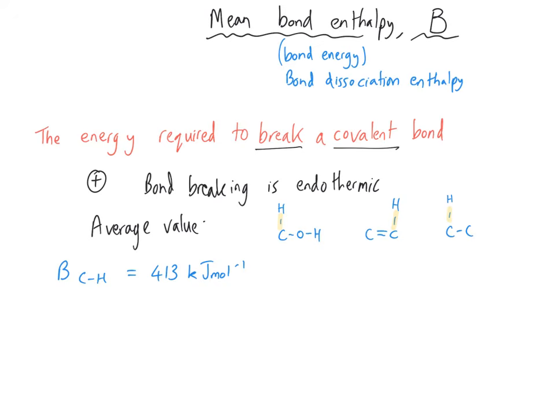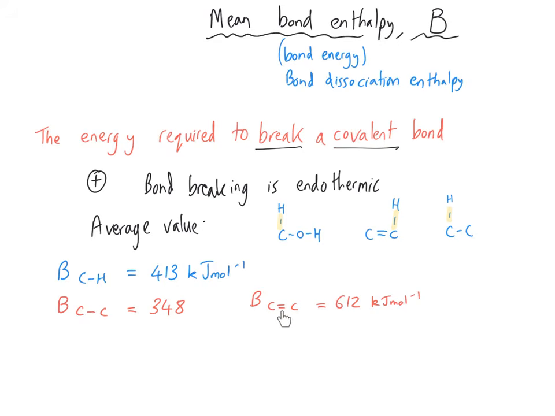And you can see the value here is plus 413 kilojoules per mole. And the strength of the bond will obviously influence the bond energy. It will influence the energy required to break it. If we compare a carbon to carbon single bond, the bond enthalpy is 348 kilojoules per mole.